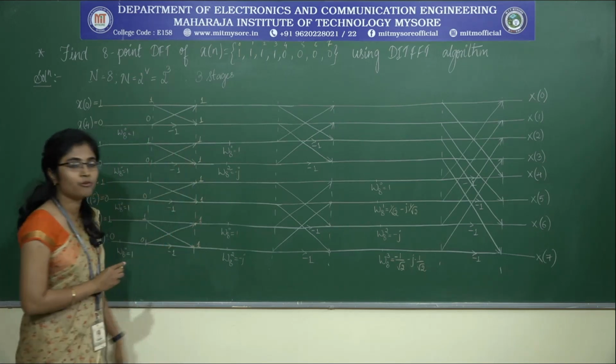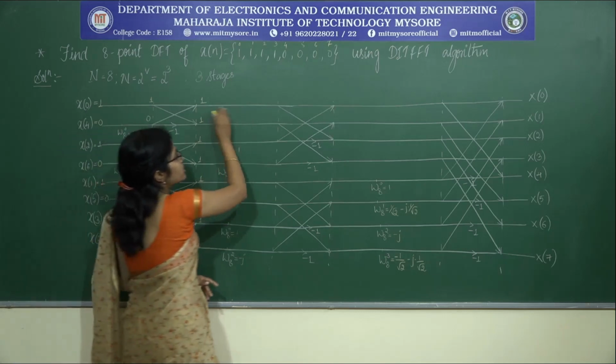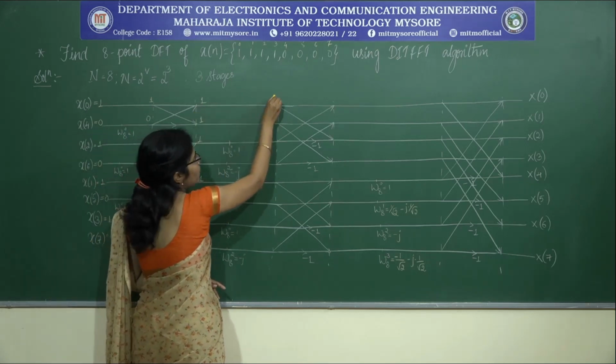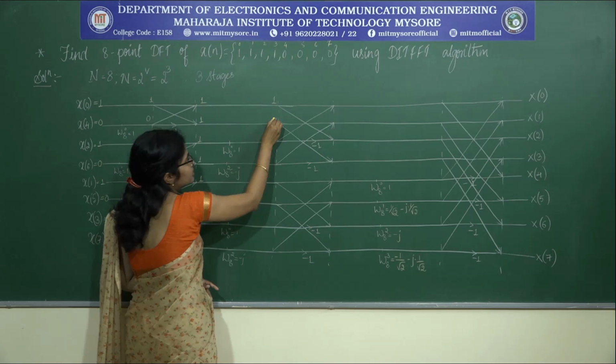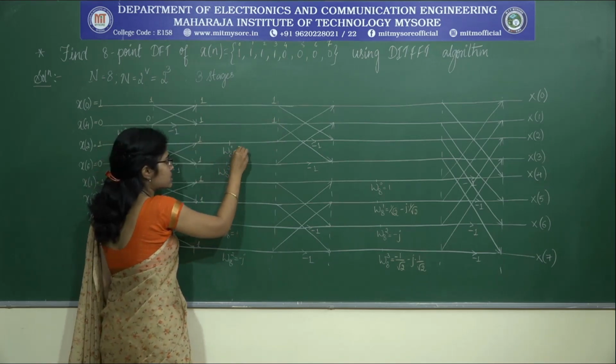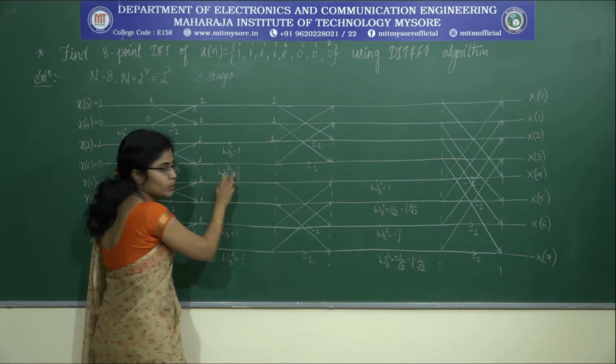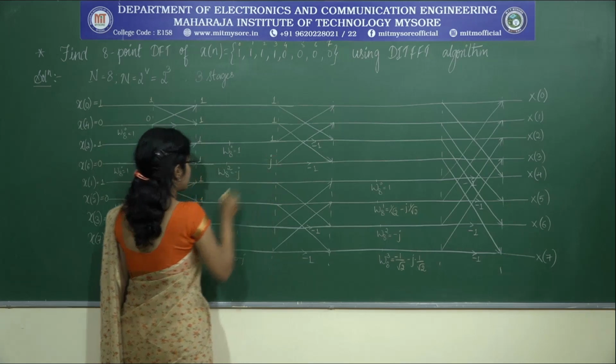Now we got the output for first stage. Now let us give input to second stage. So there is nothing here to be multiplied, so 1 directly comes here. Similarly, this one comes here. This one will be multiplied with 1, that is the twiddle factor value, and it comes here. 1 will be multiplied with minus j, so it becomes minus j.